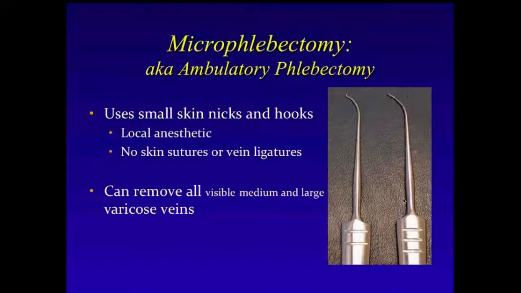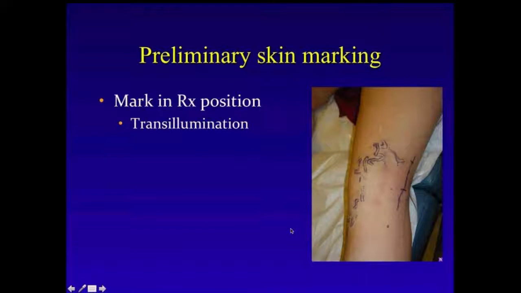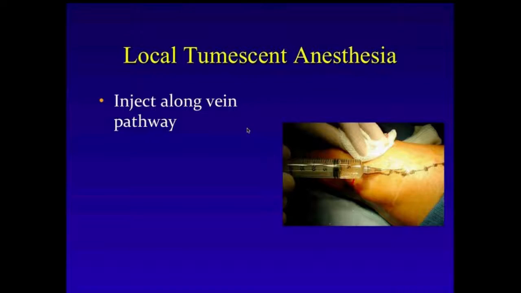Microphlebectomy, also known as ambulatory phlebectomy, also known as stab phlebectomy, which I think patients probably would not like to hear, uses small skin nicks and hooks that look like this. These are Oesch hooks. These are the ones I use. And you can remove pretty much all the veins. Here's an example of a patient's varicose veins that were marked. I usually mark them using transillumination just because veins decompress asymmetrically, and they shrink a lot when patients lie down. So I think it's easier to get an accurate marking of them with them lying down.